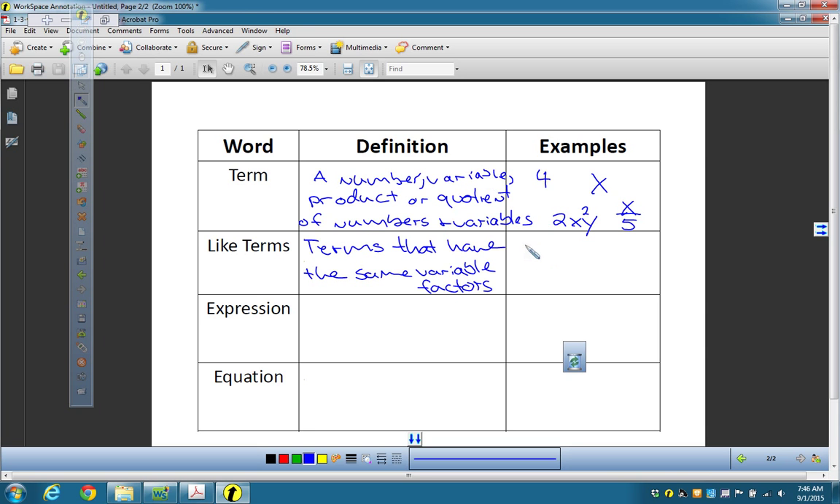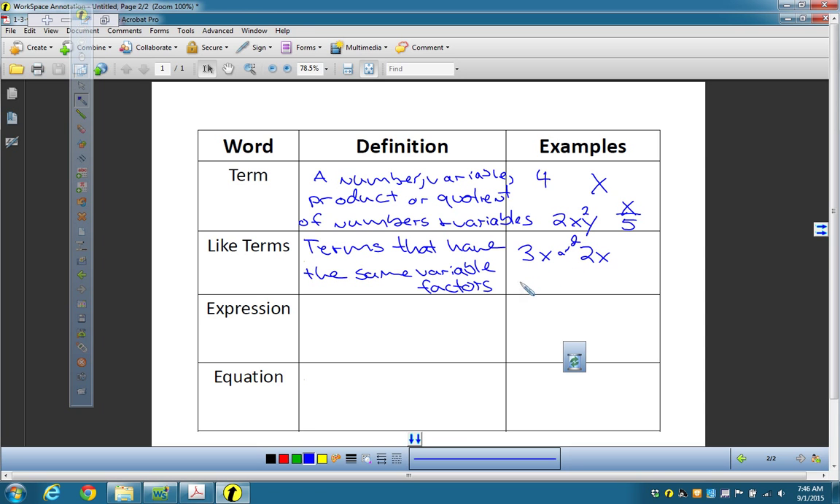So, for instance, 3x and 2x, those are like terms. And what would I do with those if I saw them? Combine them, put them together, right? And we'll get to that in a second.